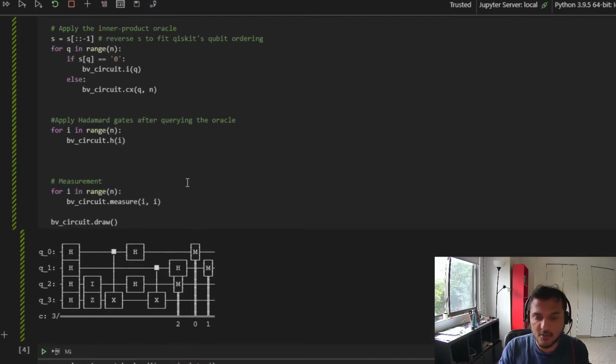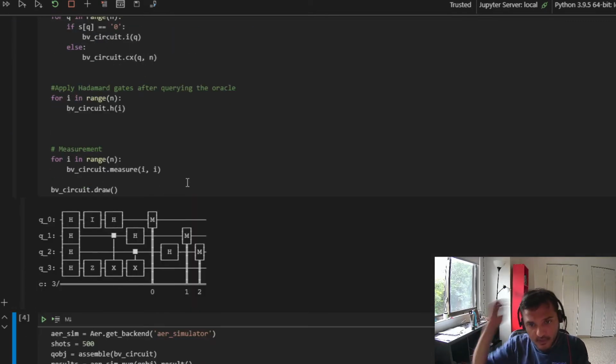So let's draw the circuit. Okay, it looks a bit messy because by default, when you plot a circuit in Qiskit or use the draw command, it orders things by depth. So first the Hadamards are there, and then the I and Z operations. It orders things by depth or level in a circuit. So that's why this looks messy.